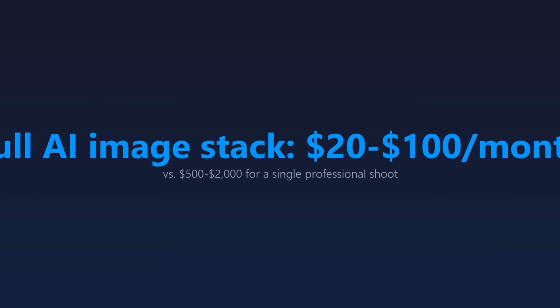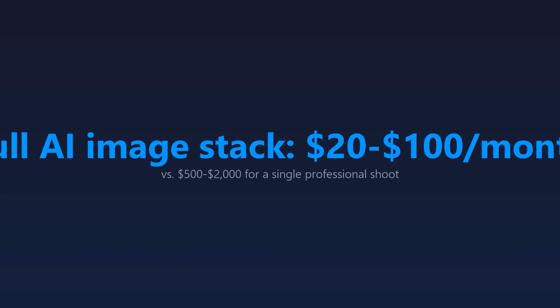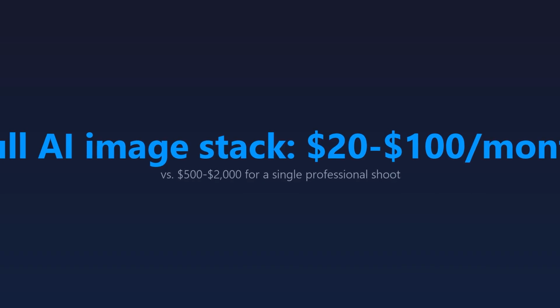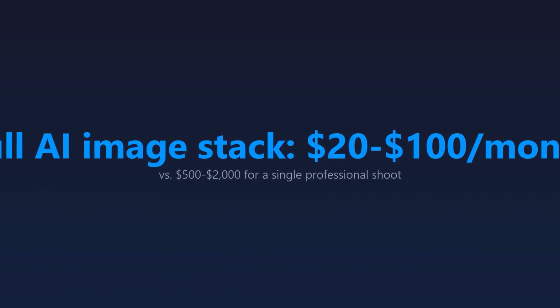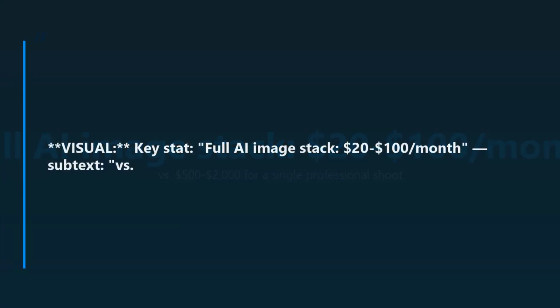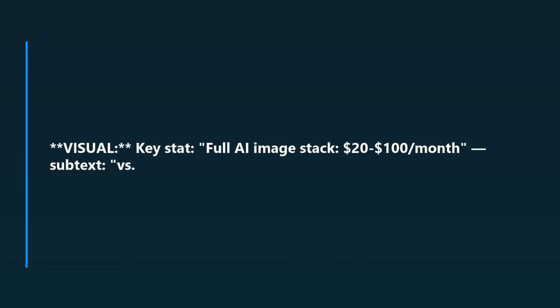Let me put some numbers on it. Midjourney Pro is $60 a month. DALL-E comes with a ChatGPT Plus subscription at $20. Flux on FAL.ai is paper generation, typically around 1 to 5 cents per image depending on resolution. So your total monthly spend on the full stack is somewhere between $20 and $100 depending on volume.